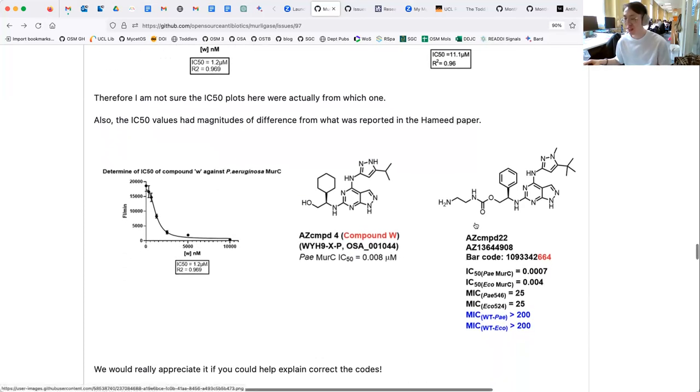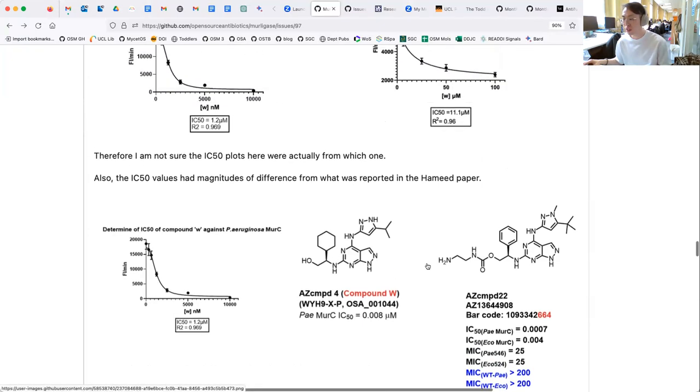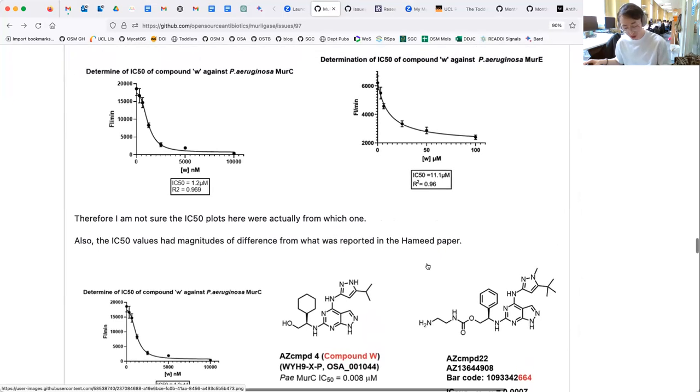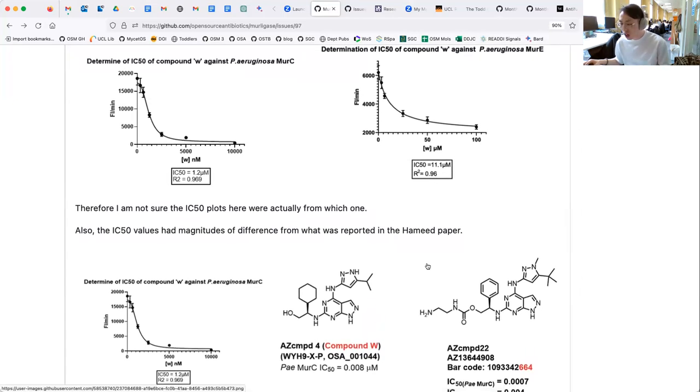No problem. So by the way, about the deviation in the data, the IC50 of this compound W against Pseudomonas aeruginosa MurC, I found it was 1.2 micromolar. And according to the literature, it was nanomolar scale. Is there a reason for such a huge deviation?